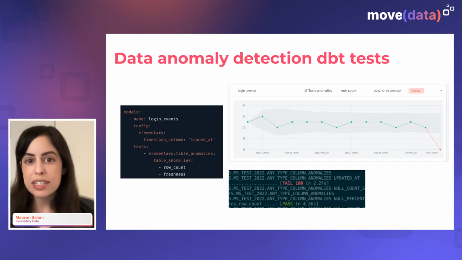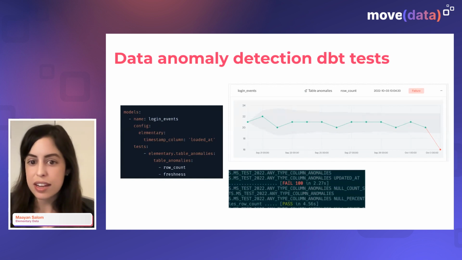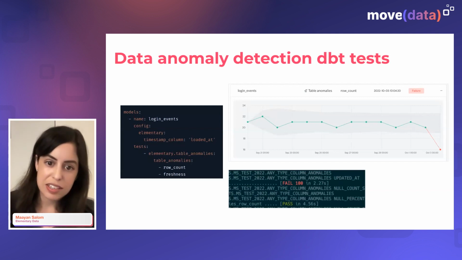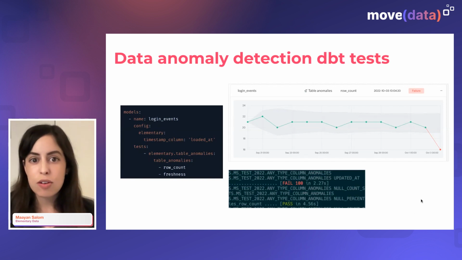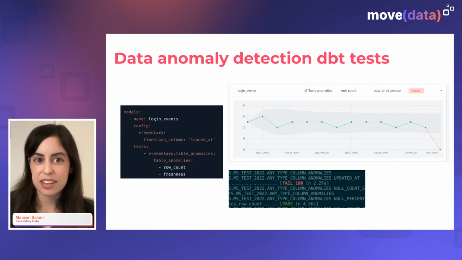And on the right, you can see from our UI how a result of such a test looks and how a failure looks like. And on the bottom, you can see that this is a regular DBT test. You execute it, you can see its failure right as part of your normal failures. And you can also use our UI to visualize the results in a more informative way. But these are DBT tests, and you can use them just like you use any other test in your stack.